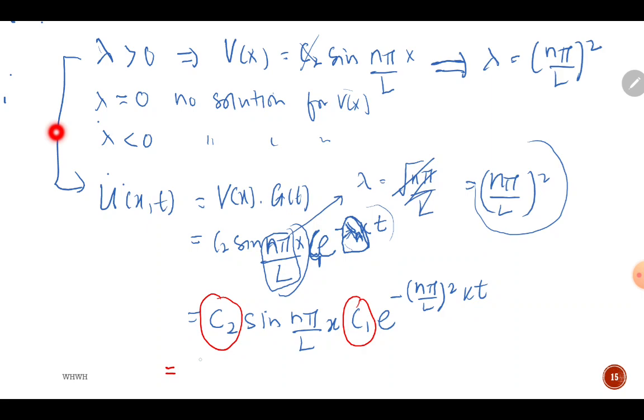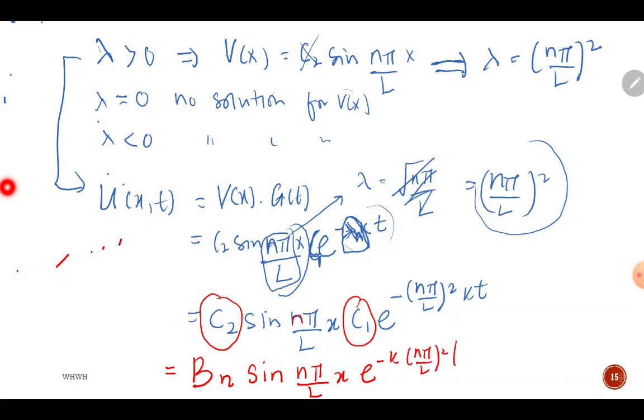And for this case, that big constant I denote as Bn, because the constant also depends on the nth term of the function. So that's why the final answer will turn out to be Bn sin n pi over L x e to the power of negative k, n pi over L squared t. Alright, so this is our final answer for our partial differential equation given in example 3, kita stop, then we continue in example 5.